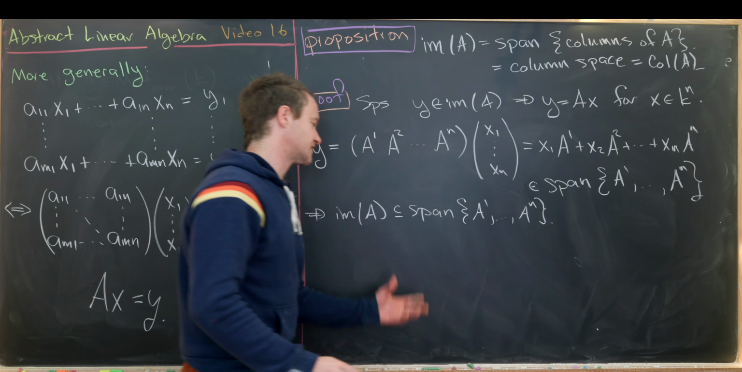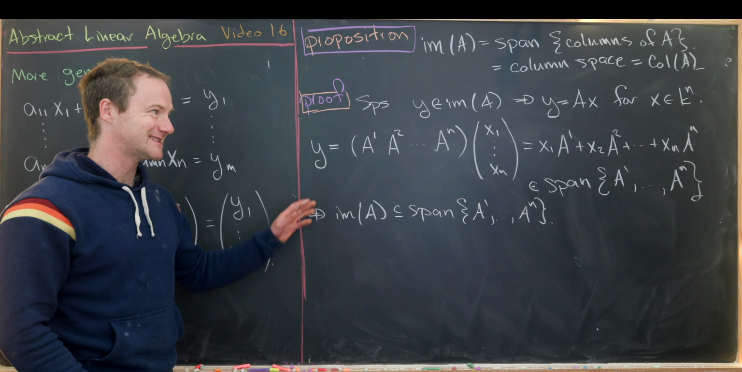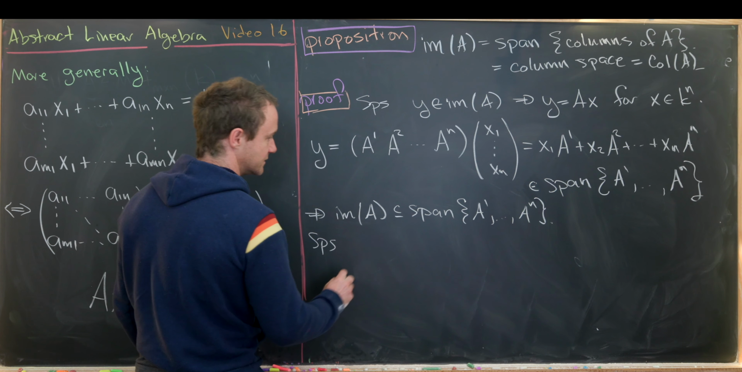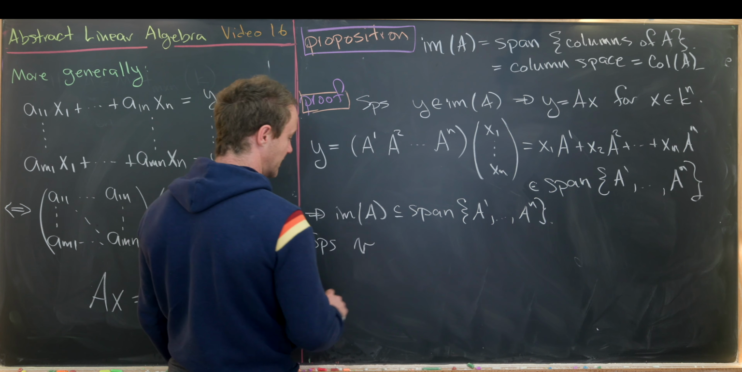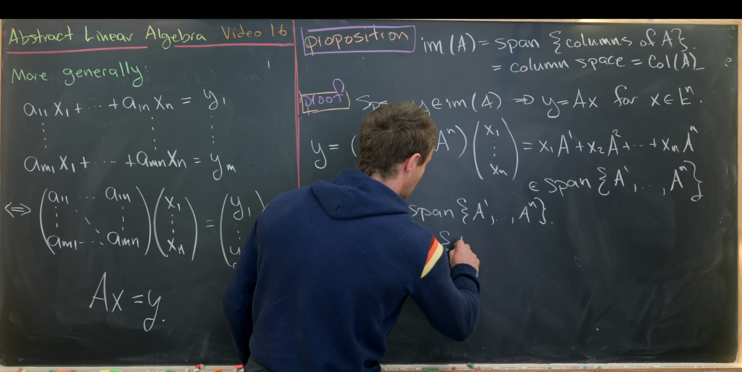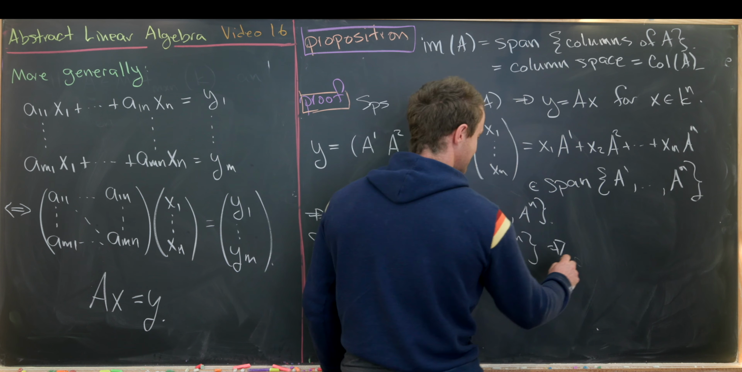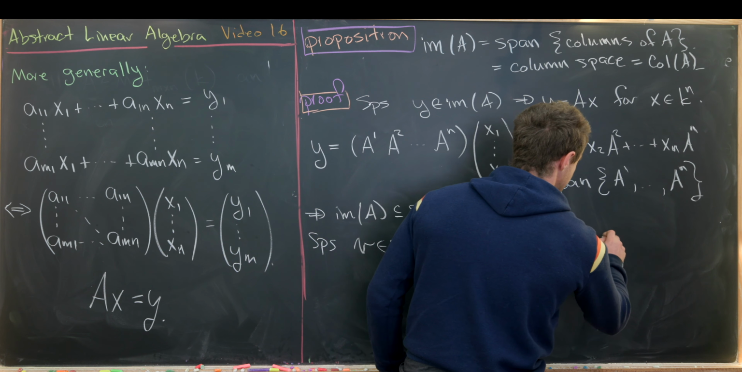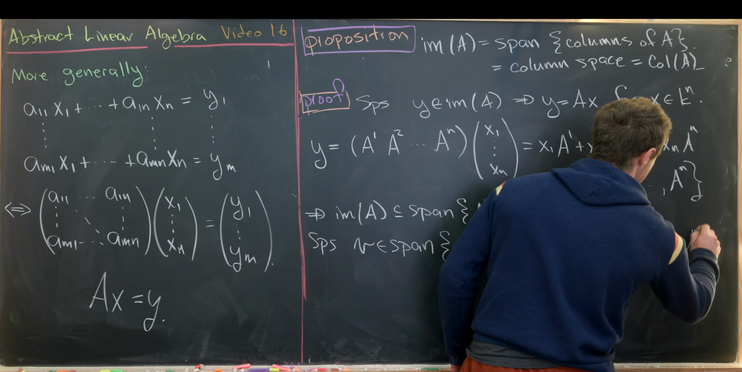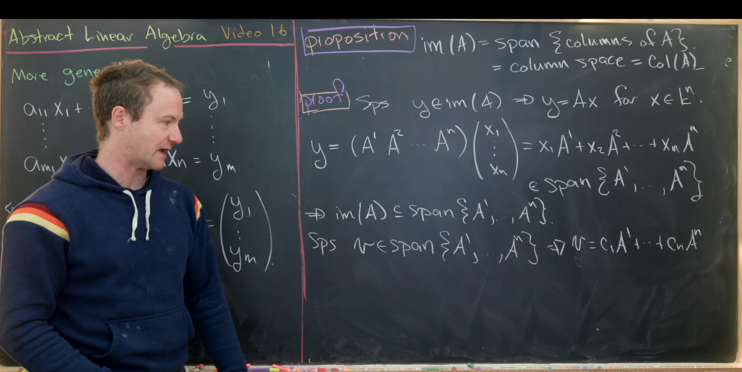And so, of course, to show that they're equal, we need to prove the other containment as well. But that's actually just a straightforward reversal of this. So let's see how it goes. Let's suppose, maybe I'll call it v, is in the span of the columns of A, so A1 up to An. But notice that means that v is equal to c1 times A1 all the way up to cn times An. It's a linear combination of the columns. That's what it means to be in the span.